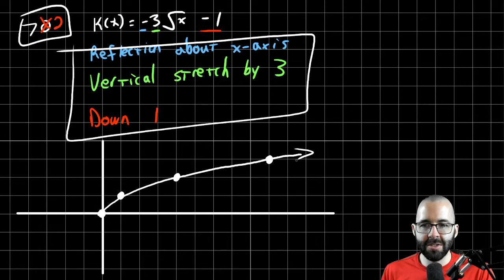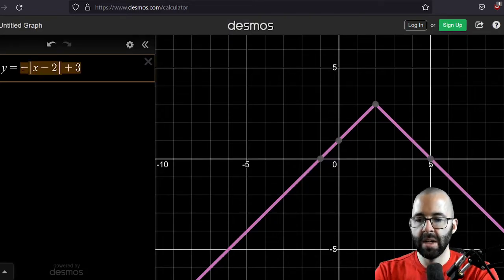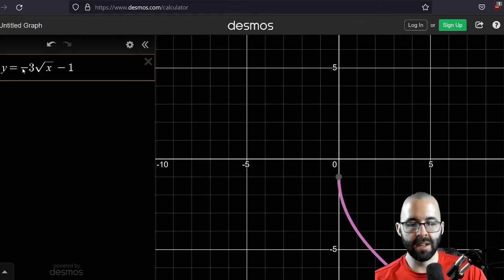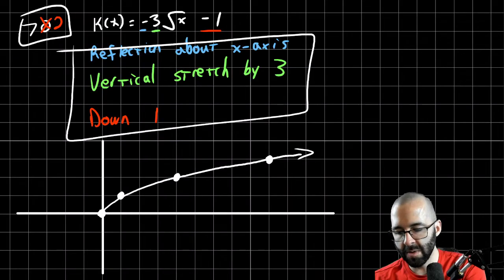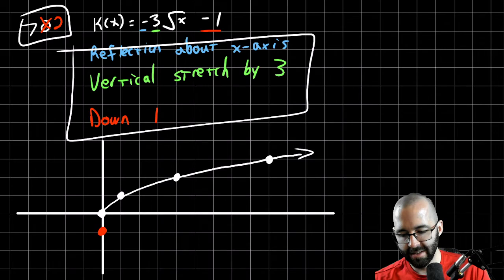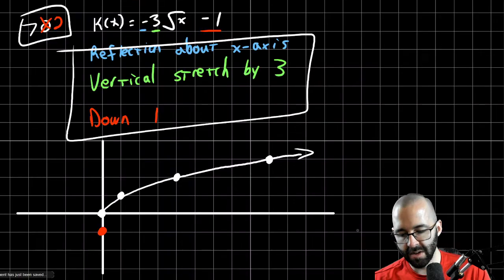And so what do these transformations look like? Well, you can do this by hand, but I'm not forcing you to, so let's just use Desmos instead. We have -3 square root of x minus 1. Now the start of this function is at this point right here, 0, -1. It goes down pretty far, right? So what's another point on here? Another point is 1, -4.